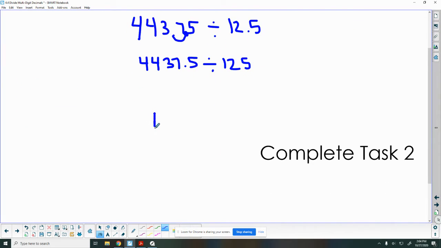So our problem that we are doing here is 4,437.5, and we're dividing by 125 because it's a lot easier to divide by 125 than finding groups of this half here. So I'm going to make my list here. 125 is kind of like quarters. I think that's a number I can count by.